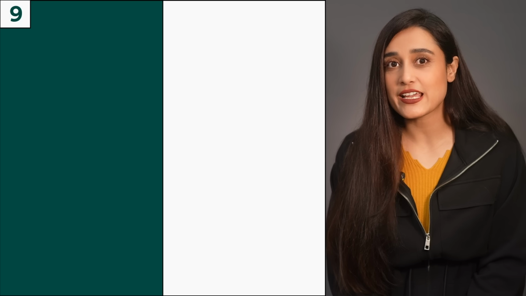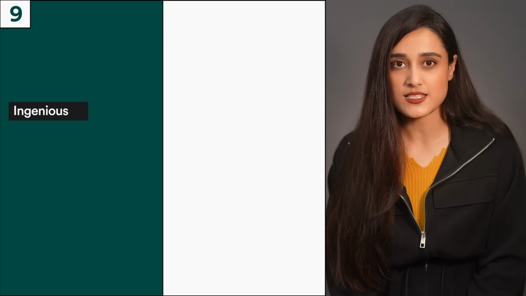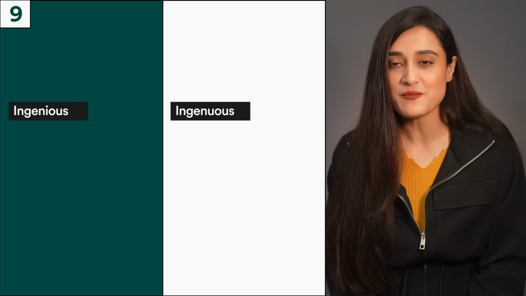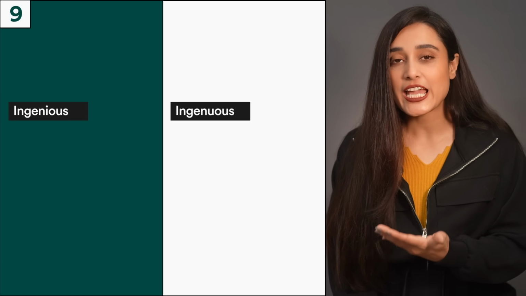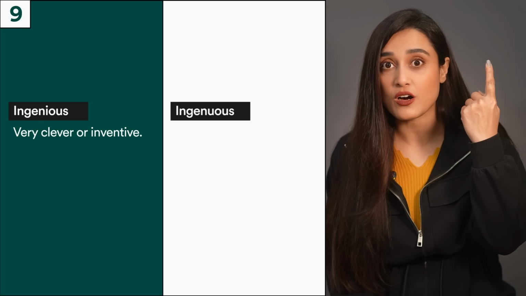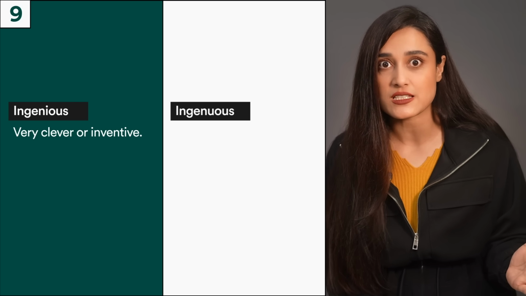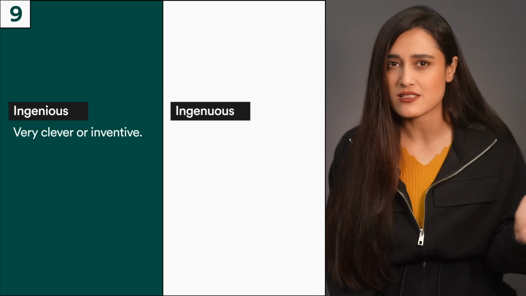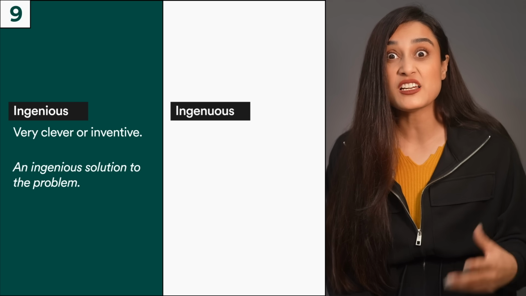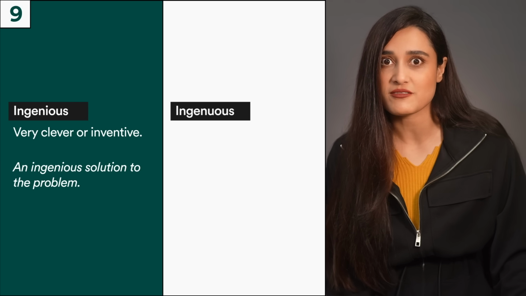Next one is ingenious versus ingenuous. They're pronounced differently. Okay, pay attention. Ingenious, ingenuous. Okay, ingenious is very clever or inventive, somebody who's genius. So ingenious is genius. Simple to remember. An ingenious solution to the problem. Clever solution, genius solution. Okay.